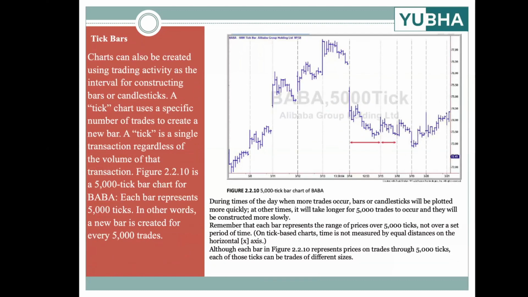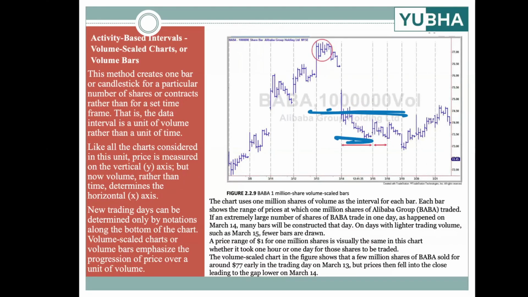So basically what you're seeing over here is that on average, probably about 200 shares, 2,000 shares per tick are being traded for Alibaba. Which basically means that each of those 5,000 tick bars that we see constitutes about a million shares being traded.